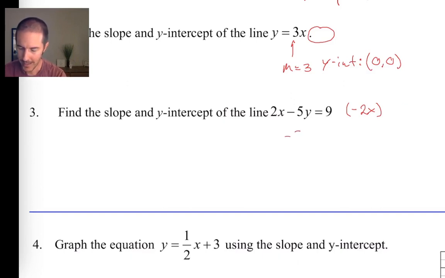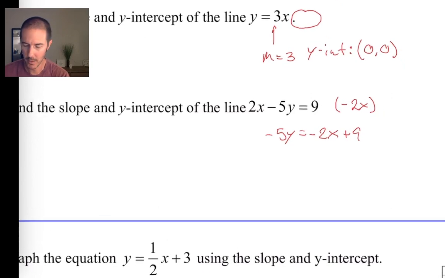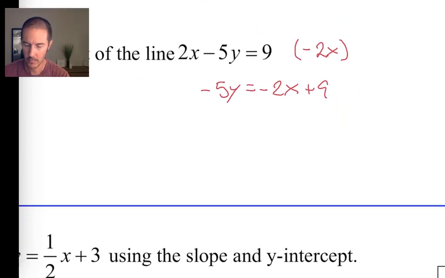That leaves me with a -5y on the left-hand side, and I'm going to do something that maybe you wouldn't think to do initially, but instead of writing 9 minus 2x on the right-hand side of my equation, I'm going to put the -2x first, and then my +9 after it. And that way it's already more closely mimicking the format that I'm trying to achieve, y equals mx plus b. Then let's divide both sides by -5.